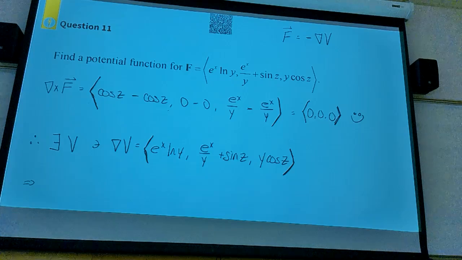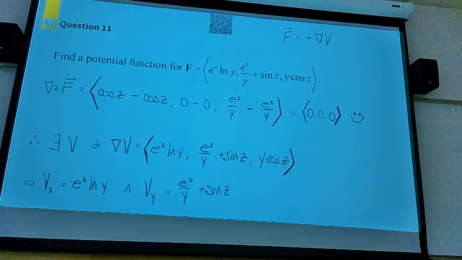But remember what a gradient is. Gradient of v would just be v sub x, comma v sub y, comma v sub z, right? So wouldn't this mean that partial of v with respect to x would have to be e to the x natural log of y? And your v sub y would have to be e to the x over y plus sine of z. And your v sub z would have to be y times the cosine of z. All three of these equations have to be satisfied.